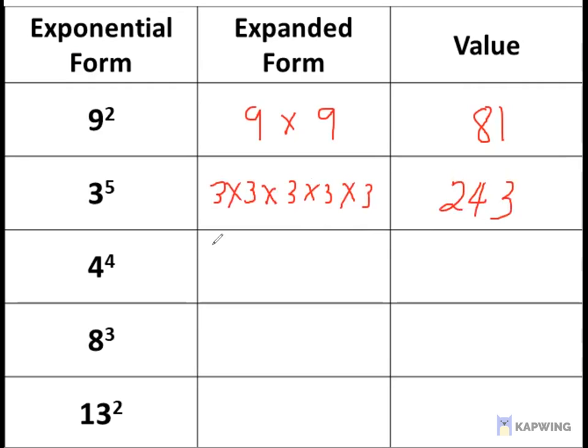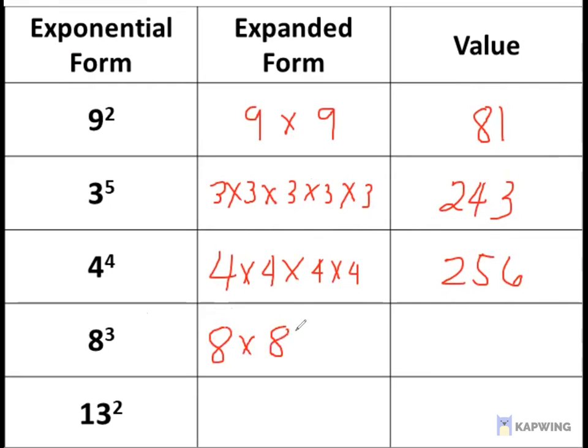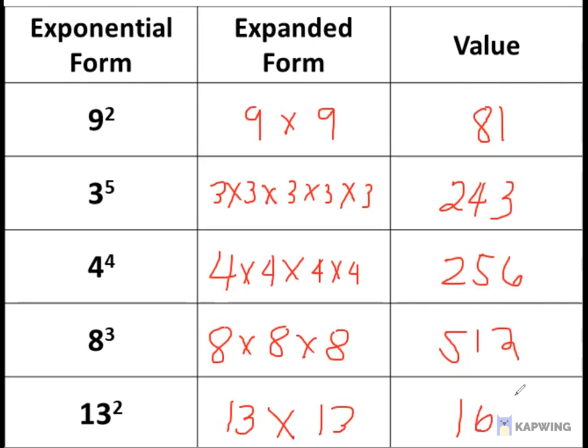Next, 4 to the 4th power. So, 4 na 4. So, 4 times 4 times 4 times 4. Yan. So, may 4 na 4 tayo at ang sagot po natin dyan ay 256. Next, so we have 8 cube. So, tatlong beses na i-multiply si 8. 8 times 8 times 8, which is equal to 512. And then, we have 13 squared. So, dalawang beses natin i-multiply si 13. So, which is equal to 169.